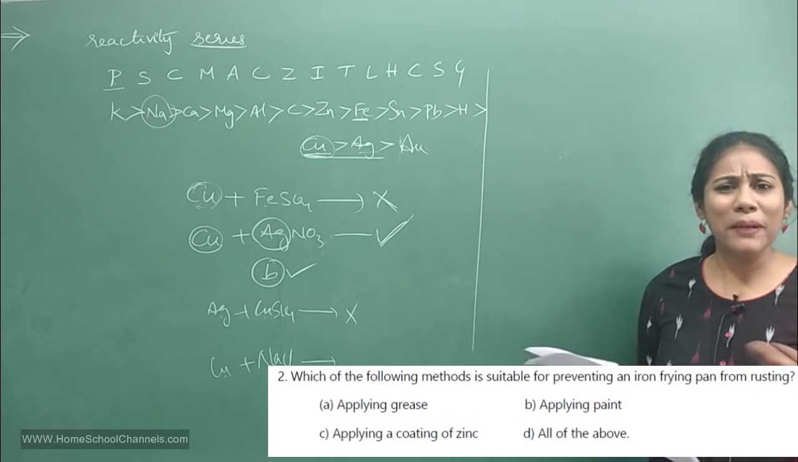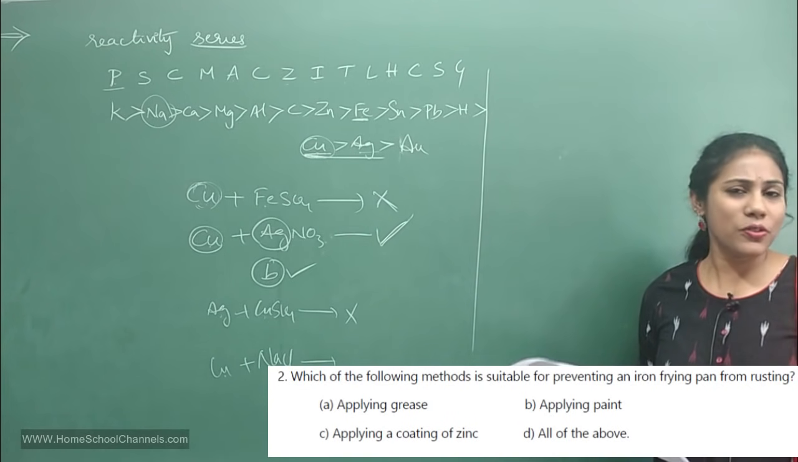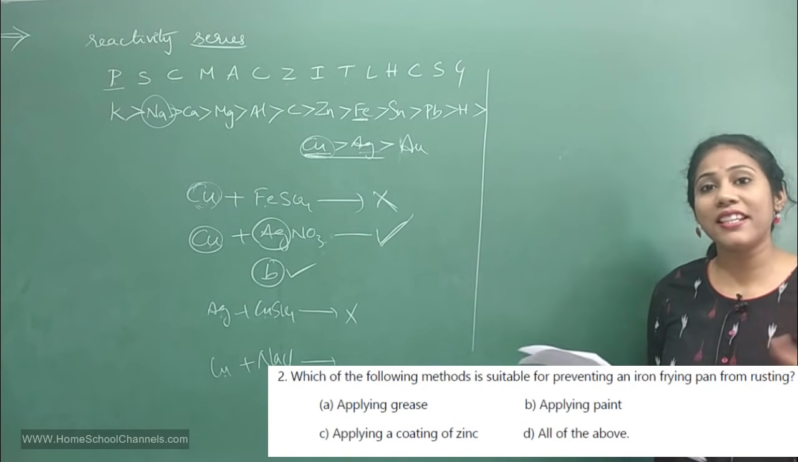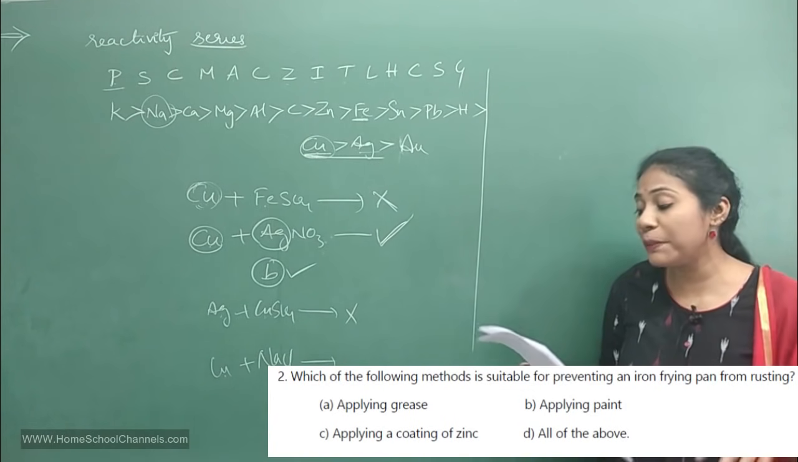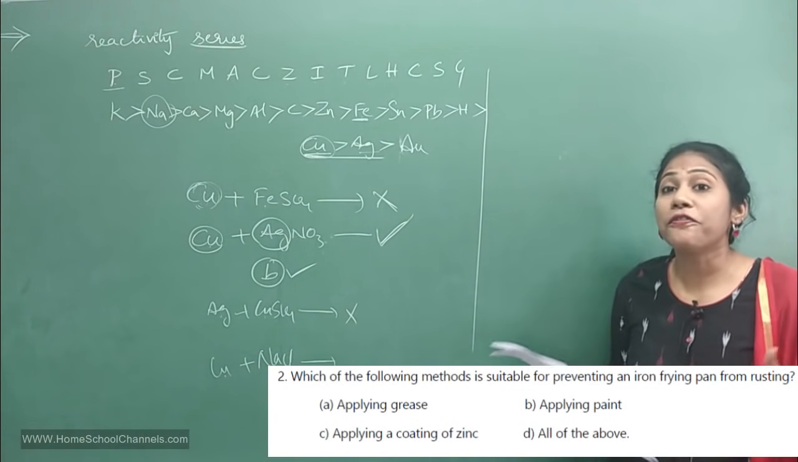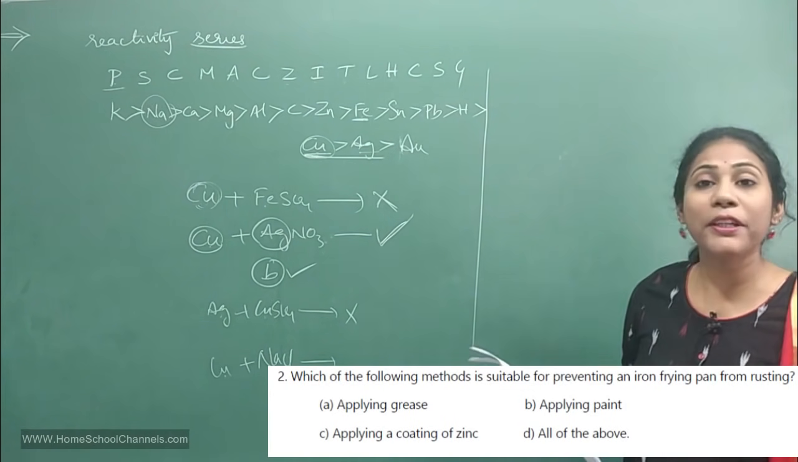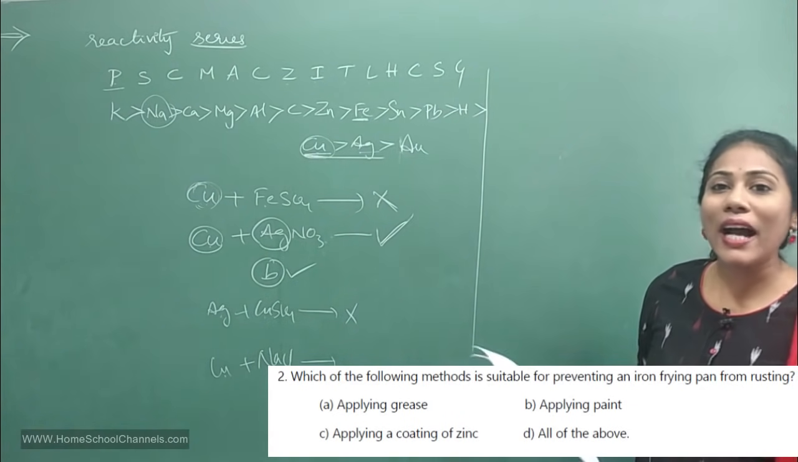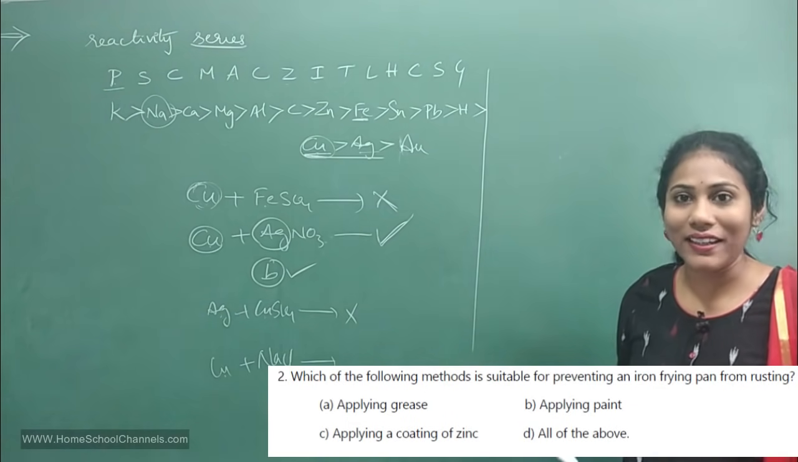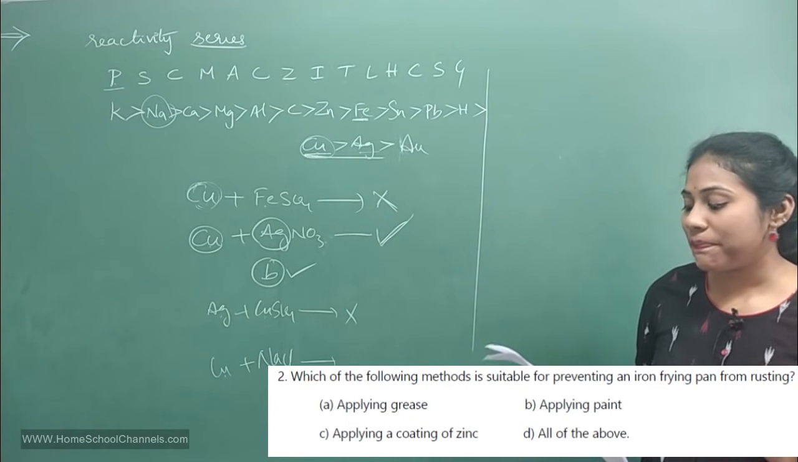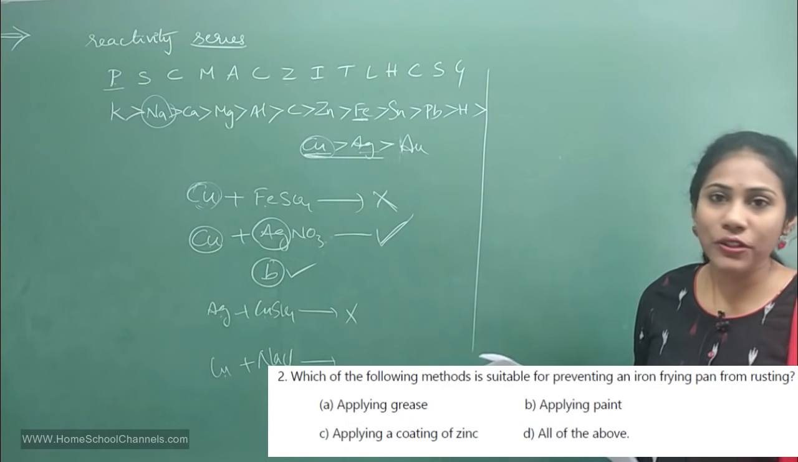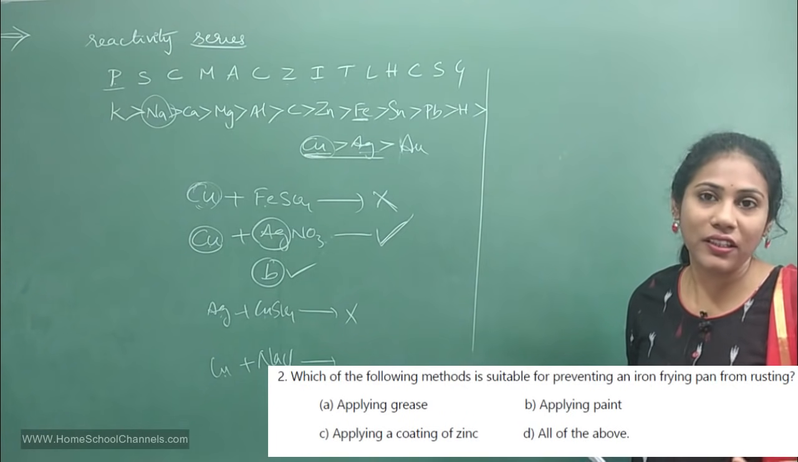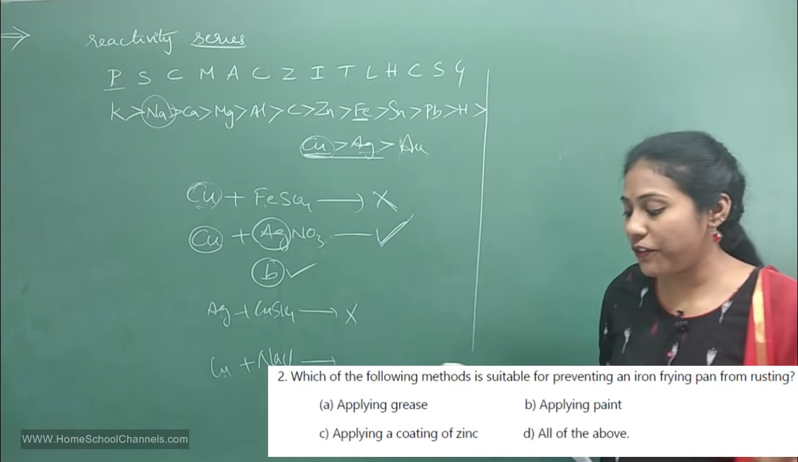Applying grease. When you apply grease, to some extent you can prevent rusting, but you can't apply grease to an iron frying pan. A frying pan is used for cooking, isn't it? So when you are using something for cooking, you can't apply grease, paint and so on, right? So that is a wrong option. Second one, applying paint also you can't do for the vessels that you are using for cooking, right?